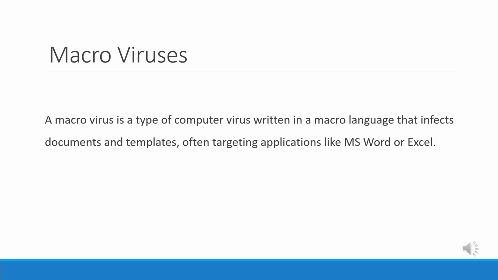A macrovirus is different from a regular virus because it doesn't infect the operating system directly. Instead, it infects documents and templates in programs like Microsoft Word or Excel. These viruses are dangerous because once you open an infected file, the virus can spread to other documents automatically.